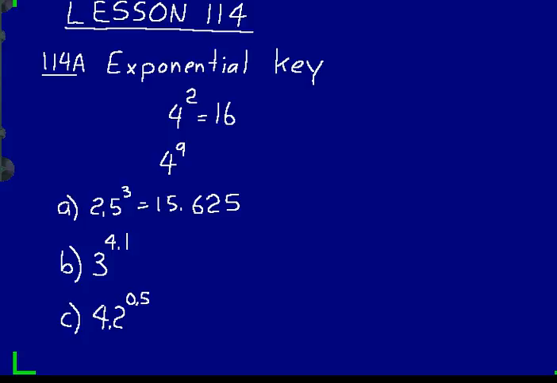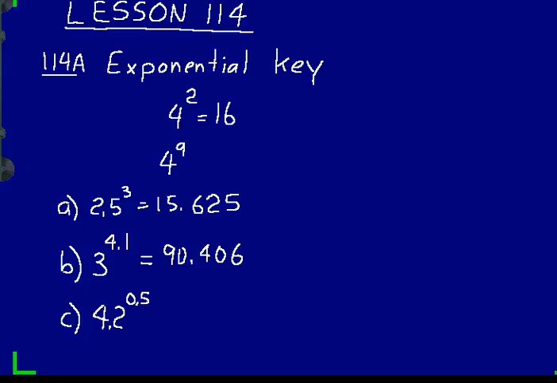Now, a scientific calculator really comes in handy on a problem like B, 3 to the 4.1 power. So what we would do there is just 3, hit our exponent key, whatever that is, 4.1, and then enter, and round to 4 decimal places: 90.4060, or just 90.406.